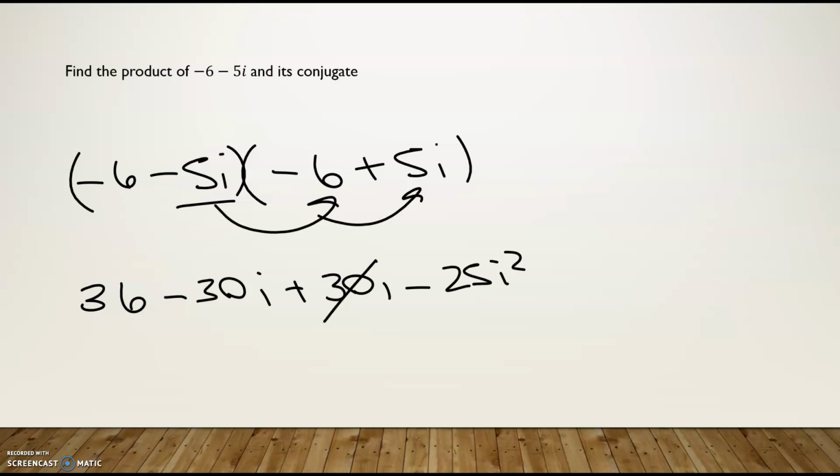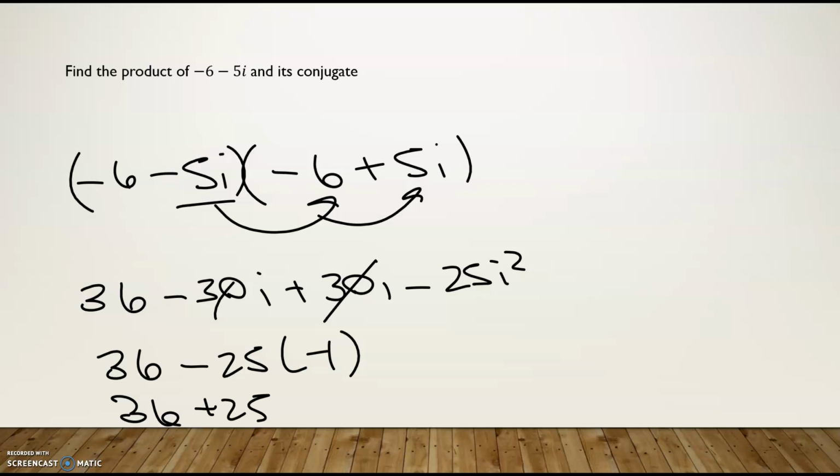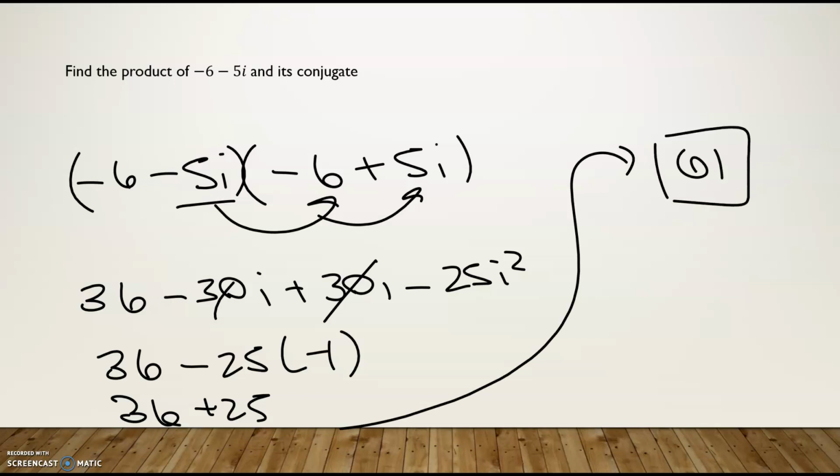I'm going to go ahead and get rid of my 30i. I have a negative and positive. So 36 minus 25 times negative 1. So 36 plus 25. That's going to give us 61. Okay, so notice I multiplied a complex number times its conjugate, and I'm getting out a real number, 61.